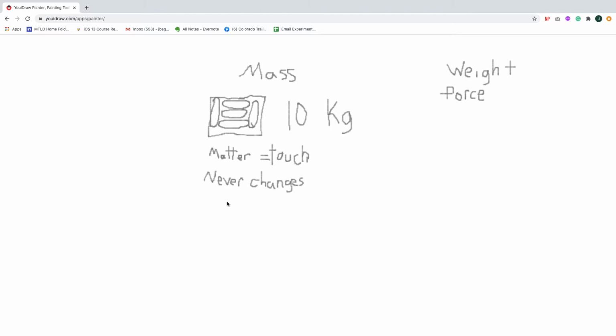Because it never changes unless you take off part of the object in question, right? But weight does change. It changes based on gravity. Okay, so we have our box. It's 10 kilograms. Now remember, weight is a measure of force, and the units that we use for force in science are called newtons, okay? So it's spelled like this: N-E-W-T-O-N-S. Okay, newtons.